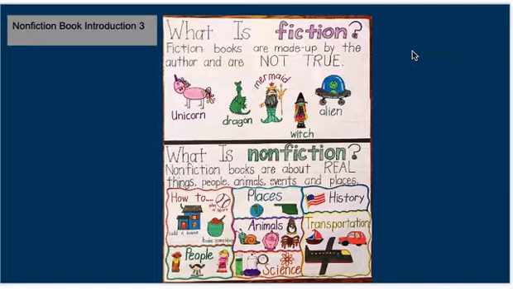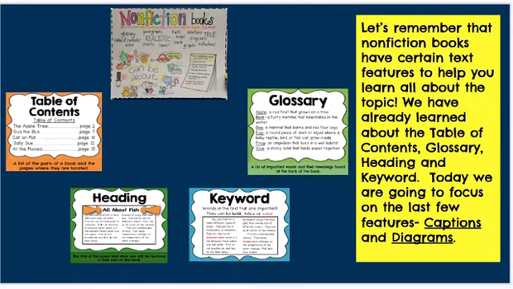What is fiction? Fiction books are made up by the author and are not true. What is nonfiction? Nonfiction books are about real things, people, animals, events, and places. Let's remember that nonfiction books have certain text features to help you learn all about the topic. We've already learned about the table of contents, glossary, heading, and key words. Today, we are going to focus on the last few features, captions and diagrams.